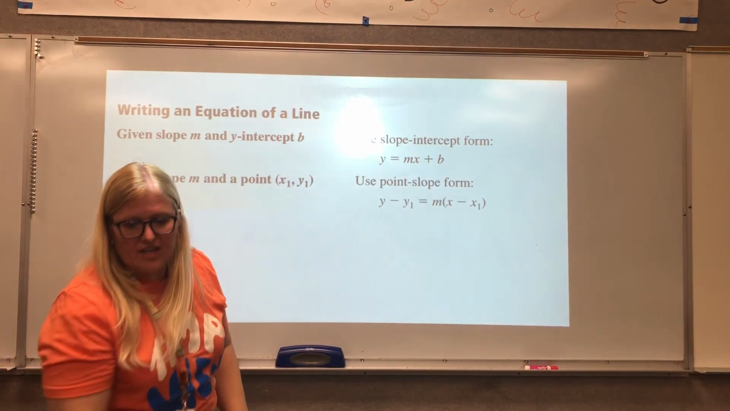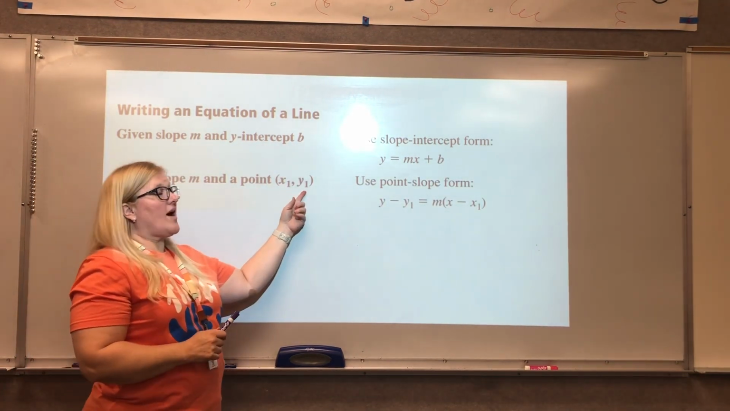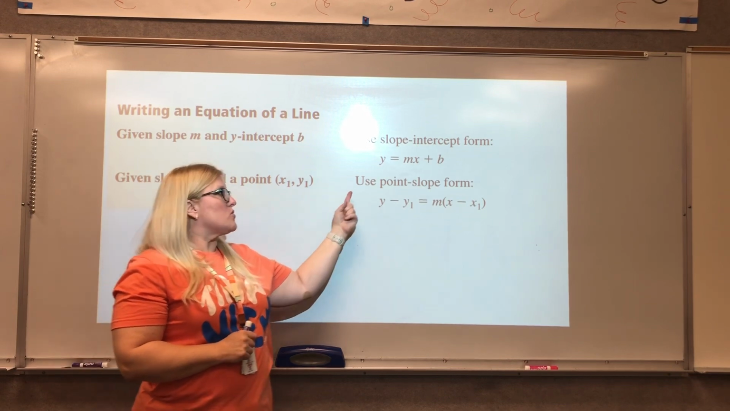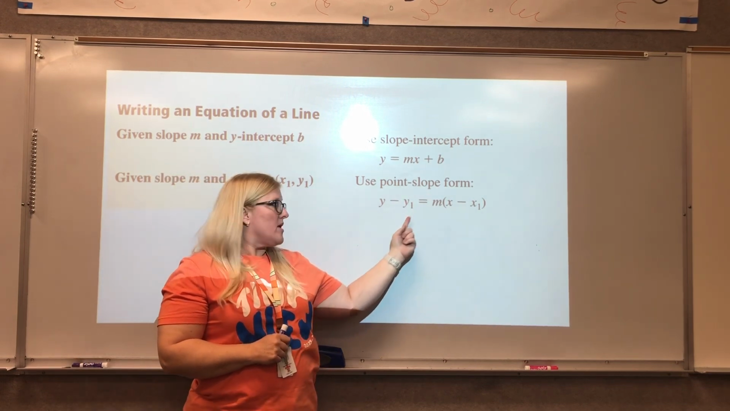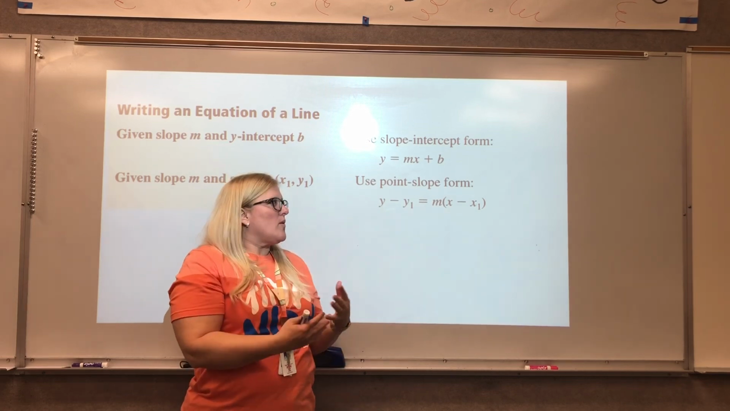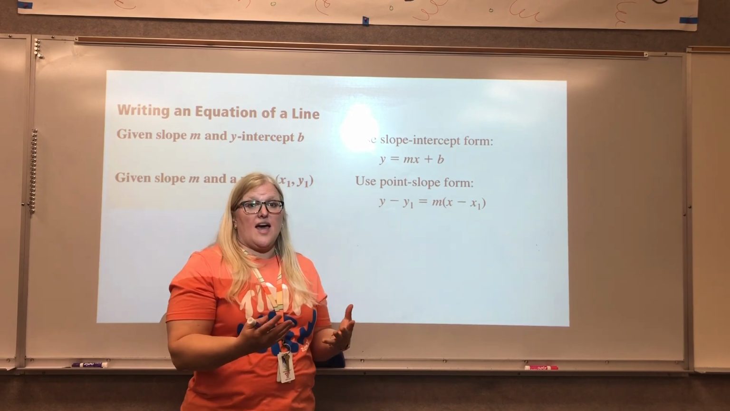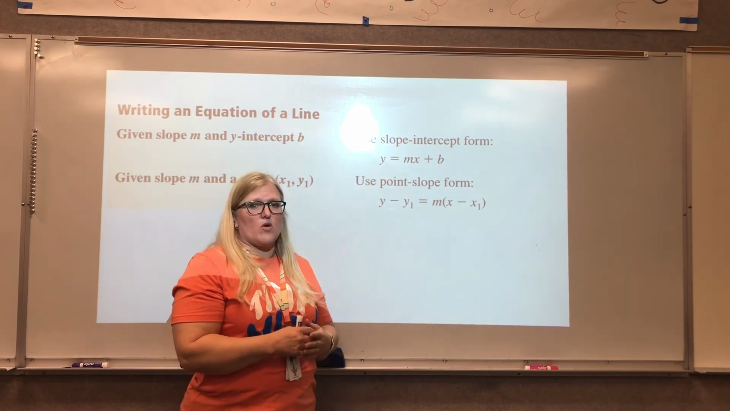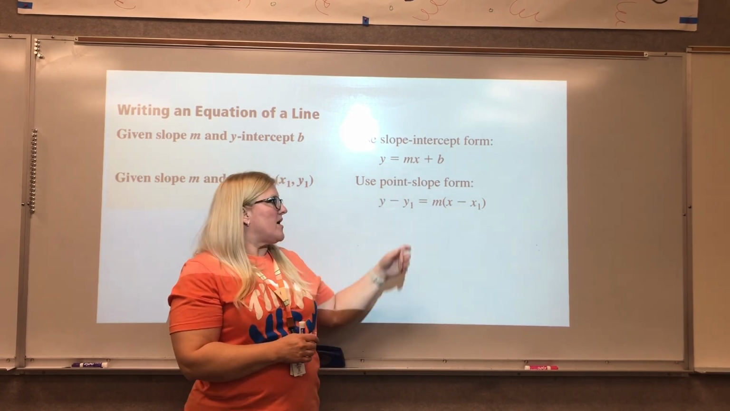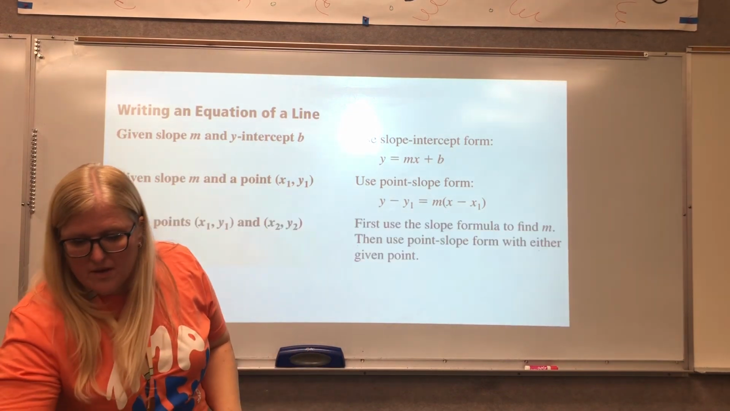If you are given the slope and a point that's not the y-intercept, we can use what's called the point-slope form, which is this formula right here. I don't always use this. I'll show you two different ways: how to use this and how to use the slope-intercept form to get the same information. But this is another equation you can use.